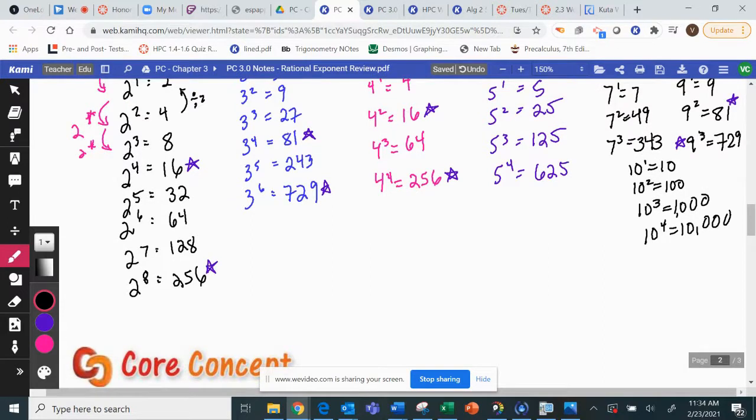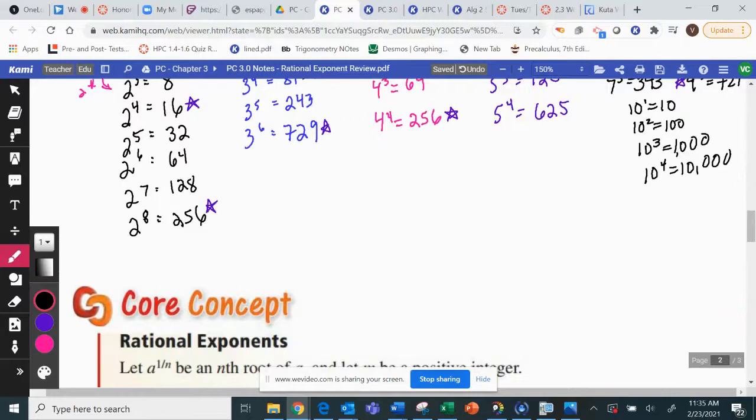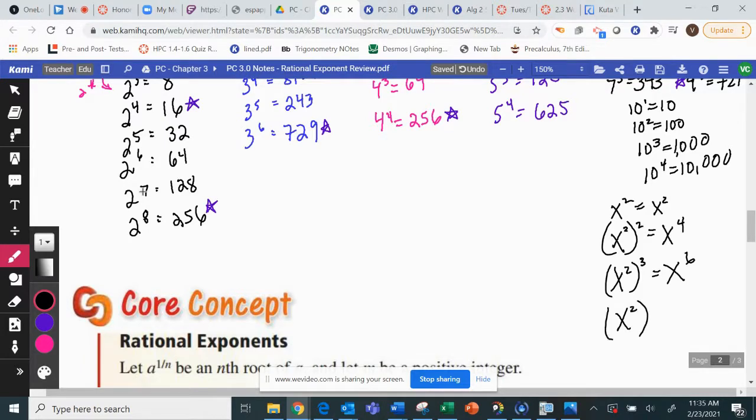Couple extras that aren't numbers, like x. If I do x squared, I'm going to get x squared. But what if I do x squared squared? That would be to the 4th power. Or x squared cubed. That would be to the 6th power. Or x squared to the 4th power is x to the 8th. So each of these are powers of x squareds.